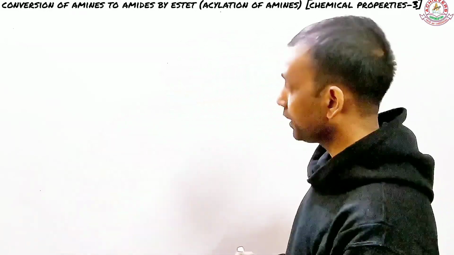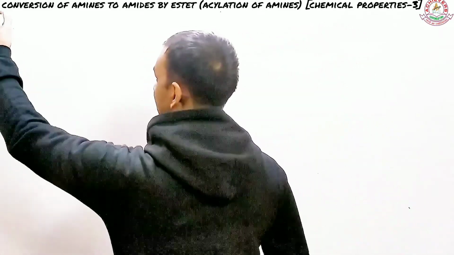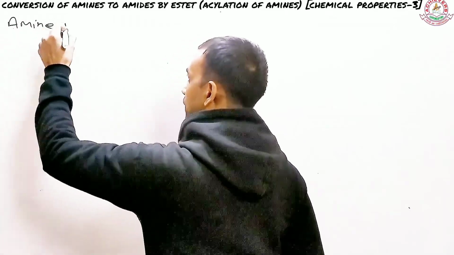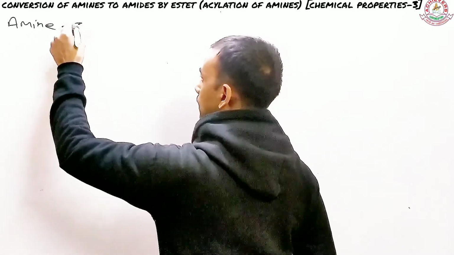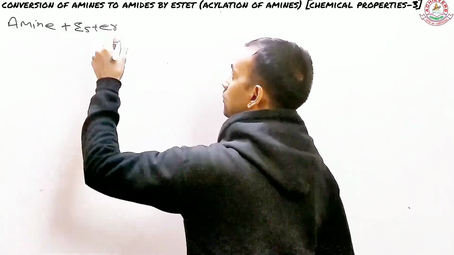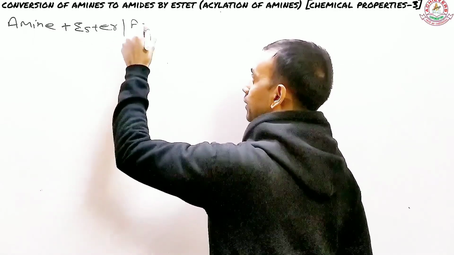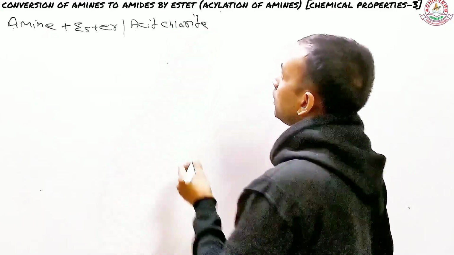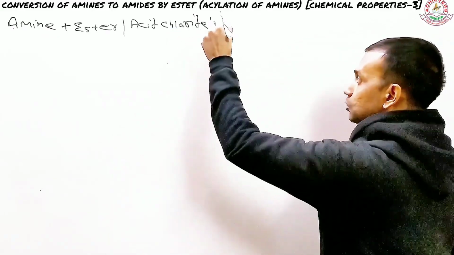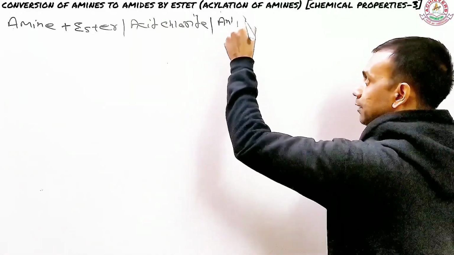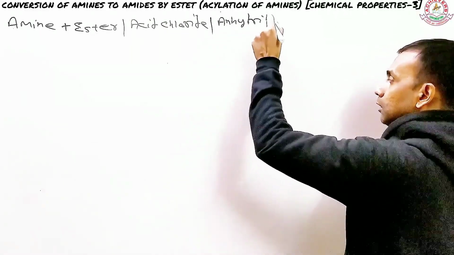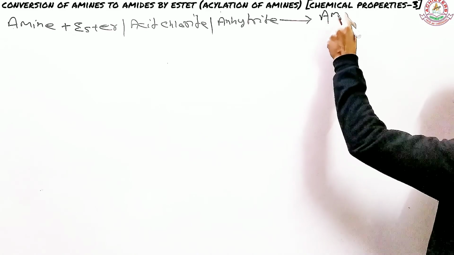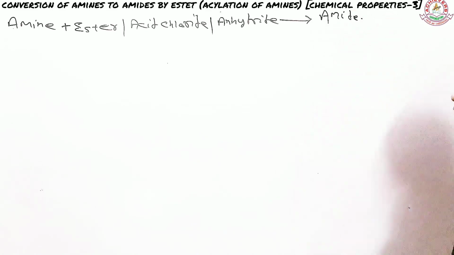So let me write this and make it very quick. Like I was saying, we will be doing a conversion where an amine reacts with an ester, or it can react with an acid chloride, or it can even undergo reaction with an acid anhydride. So I am writing anhydride. And with this reaction, what will be coming out? It will be coming out as an amide. So this is the product, and this is the main concern here.